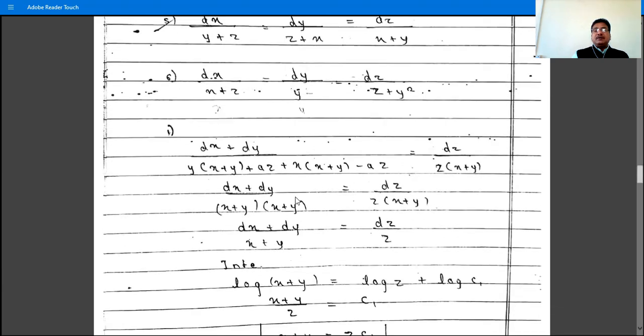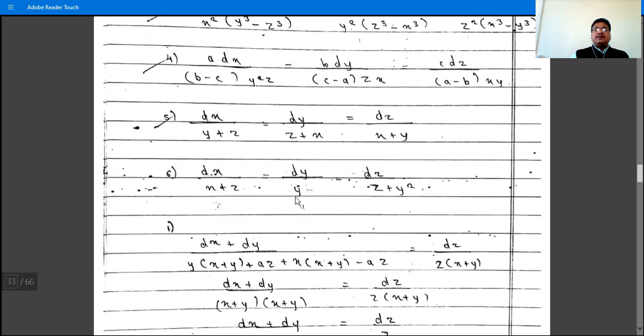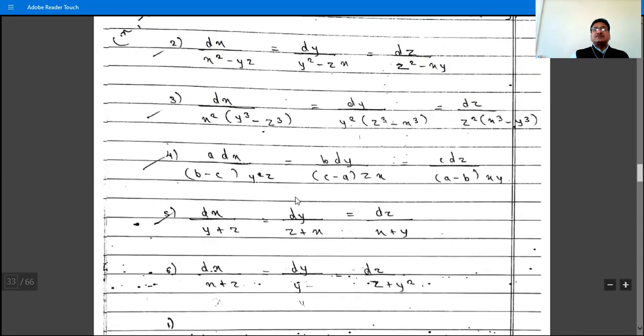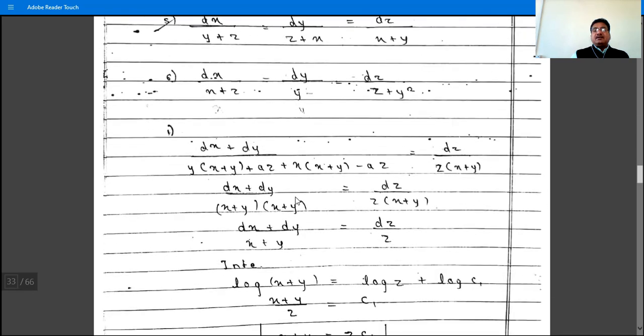So for the first problem, apply method number 2, that is, choose multipliers 1, 1, 0 for the ratios dx plus dy. In the place of the ratio, consider the third ratio dz divided by z into x plus y. And then the adjustment is what? Cancel this x plus y. Then we observe dx plus dy divided by x plus y equals dz divided by z. And so integration gives log of x plus y is equal to log z plus log c1.